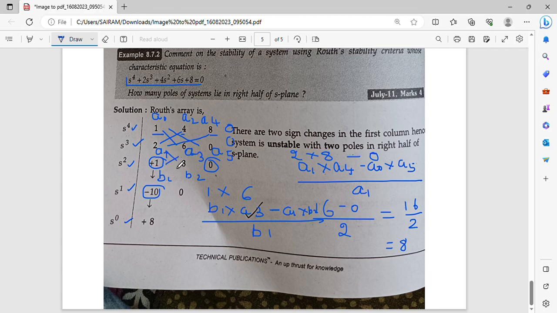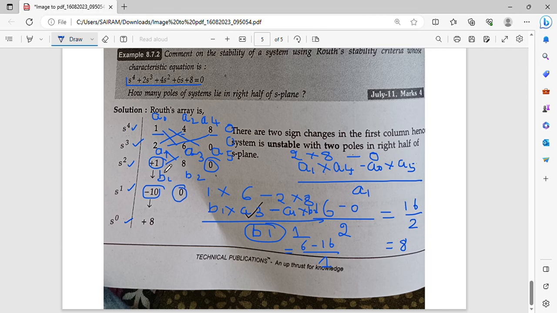So once again it is a1 into b2. a1 is 2 and b2 is 8, so it is 1 into 6 is 6 minus 2 into 8 is 16, which is divided by b1, which is 1. So 6 minus 16 is minus 10, divided by 1, which is equal to minus 10, and this is 0.